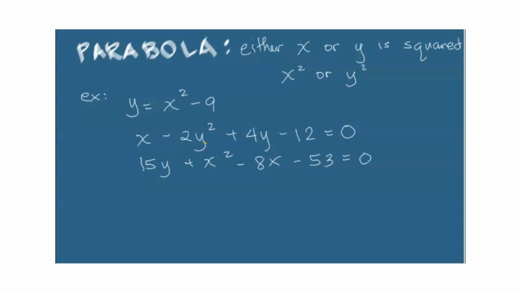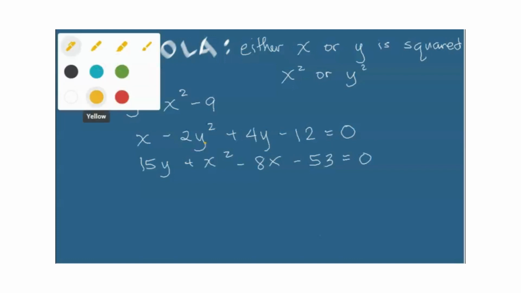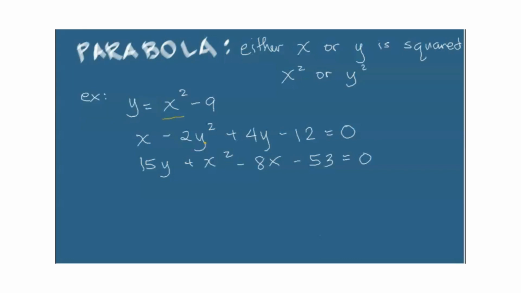The next conic section that we will discuss is the parabola. So if the equation only contains an x squared or a y squared, not both, then it is a parabola. So first example, y is equal to x squared minus 9. In this example, we only have x squared. y is not squared, so this is a parabola.